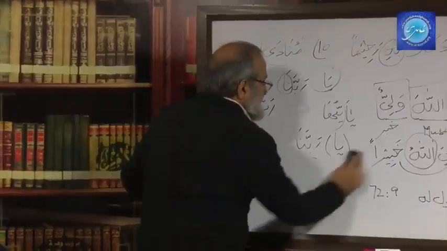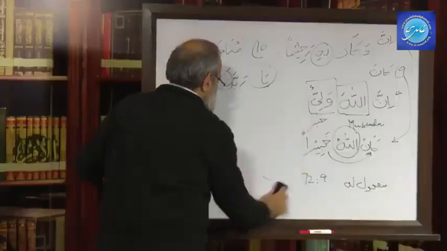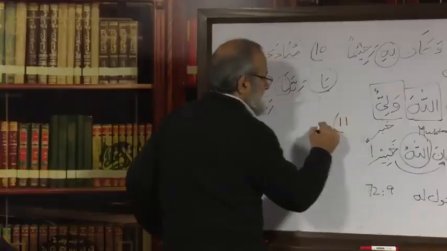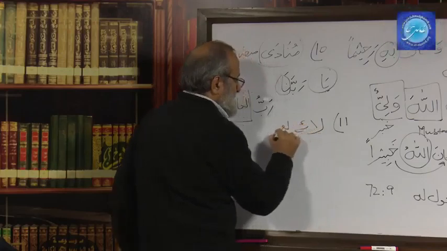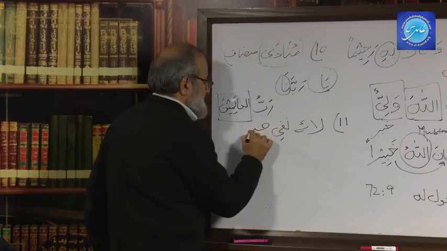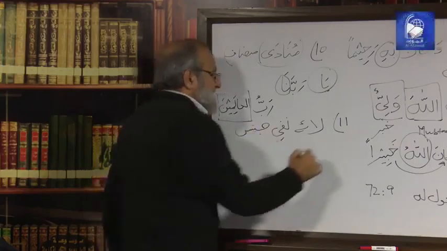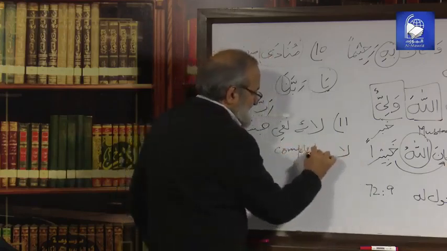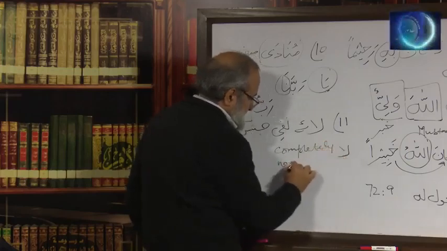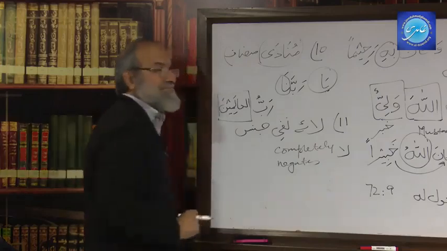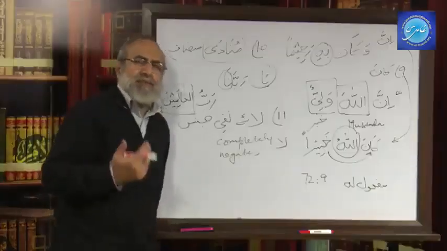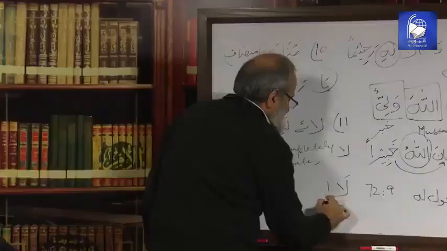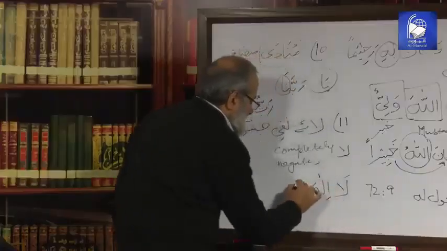The last, but not the least, the 11th reason is what they call la nafiye jins, which is a la that completely negates a certain possibility. So the best example of it is La ilaha illallah.